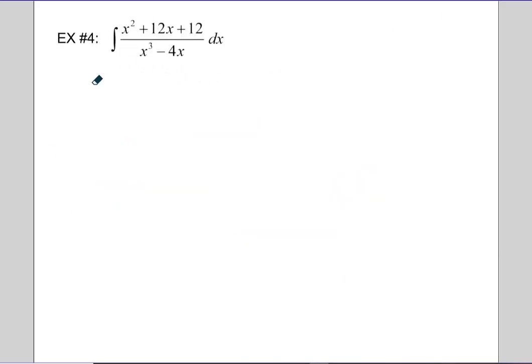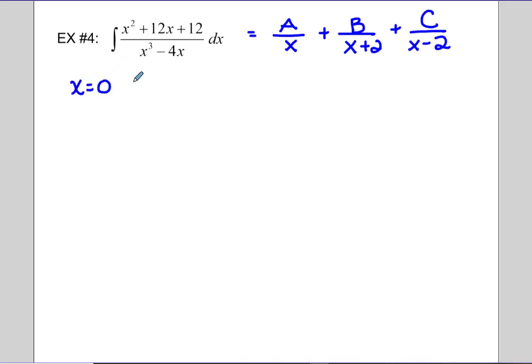All right, in example 4, we're going to try a little different approach. We know that the numerator would factor to be a over x plus b over x plus 2 plus c over x minus 2. And we know that our zeros are going to happen when x is 0, when x is -2, and when x is +2. So we know these are the 3 values that make our denominator 0. So let's start off with the first one.